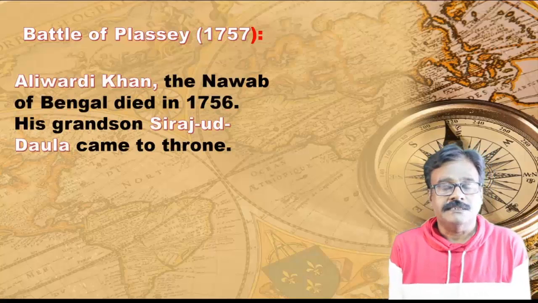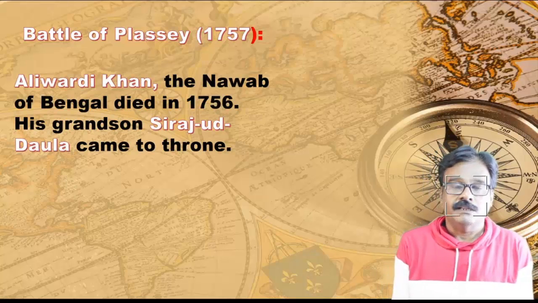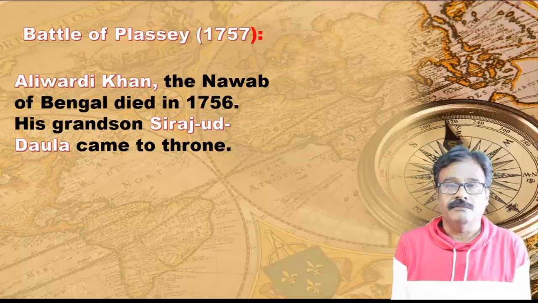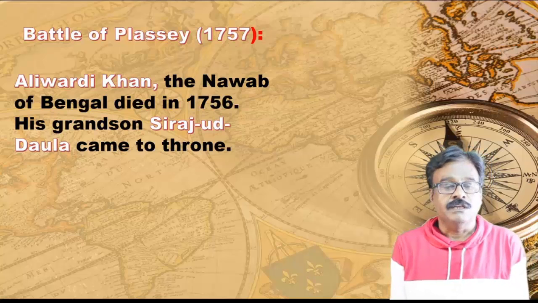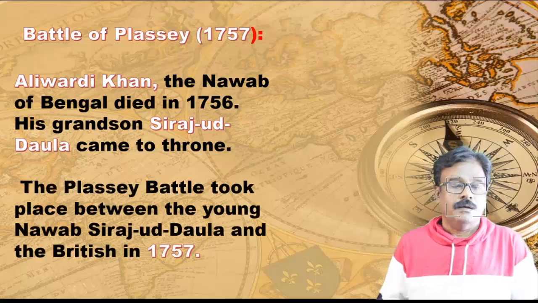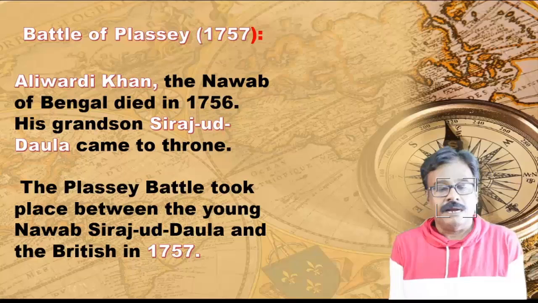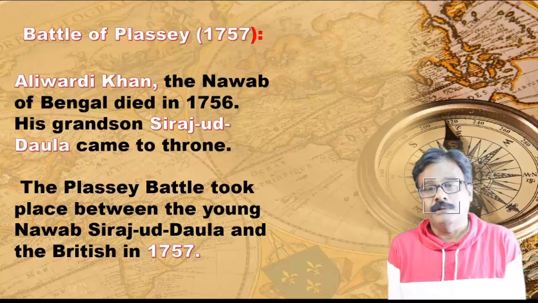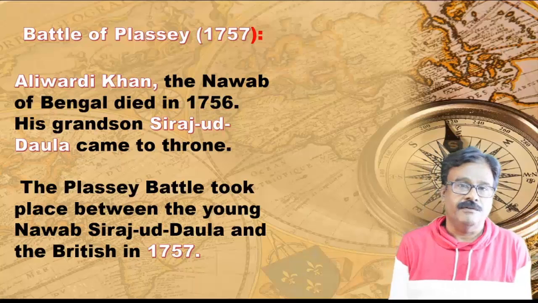Battle of Plassey, 1757. Alivardi Khan, the Nawab of Bengal, died in 1756. His grandson Siraj-ud-Daulah came to the throne. The Plassey battle took place between the young Nawab Siraj-ud-Daulah and the British in 1757.